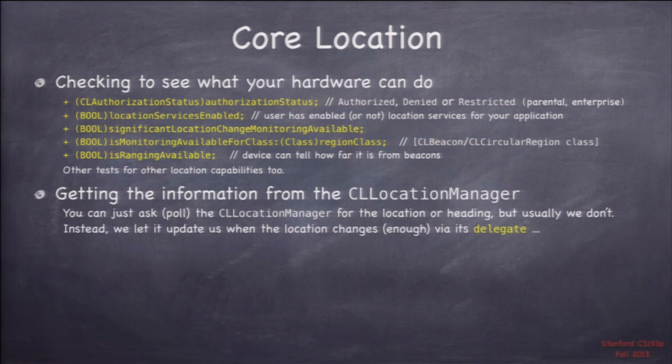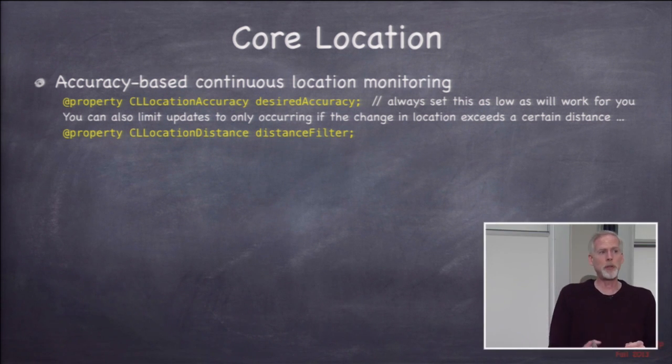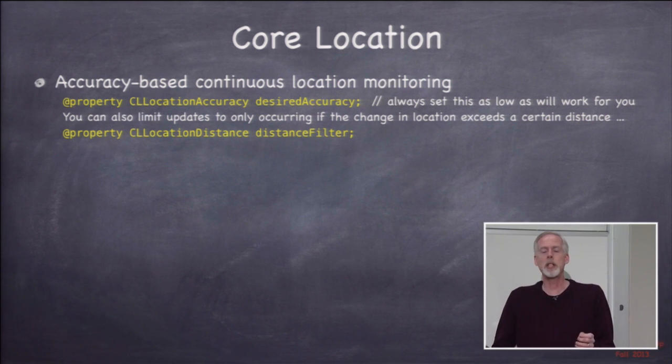So then, getting it, you can ask a location manager, where am I right now? Kind of poll it. We never do that. We use this delegate thing. So let's talk about how the delegate thing works. First, you specify the accuracy, okay? This is a location manager property, desiredAccuracy. I showed you the accuracies before. Specify that. And then also you can specify a distance filter. In other words, until the user moves at least this far, don't even tell me.